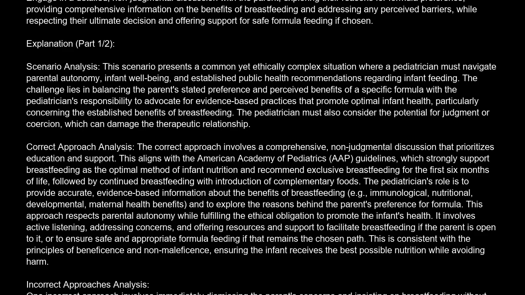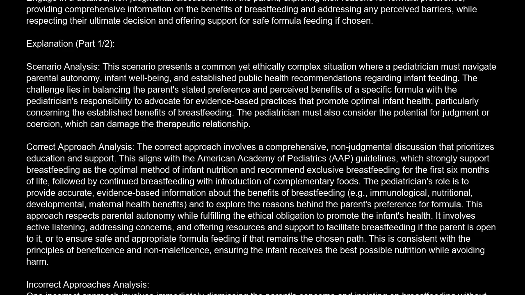This scenario presents a common yet ethically complex situation where a pediatrician must navigate parental autonomy, infant well-being, and established public health recommendations regarding infant feeding. The challenge lies in balancing the parent's stated preference and perceived benefits of a specific formula with the pediatrician's responsibility to advocate for evidence-based practices that promote optimal infant health, particularly concerning the established benefits of breastfeeding. The pediatrician must also consider the potential for judgment or coercion, which can damage the therapeutic relationship.